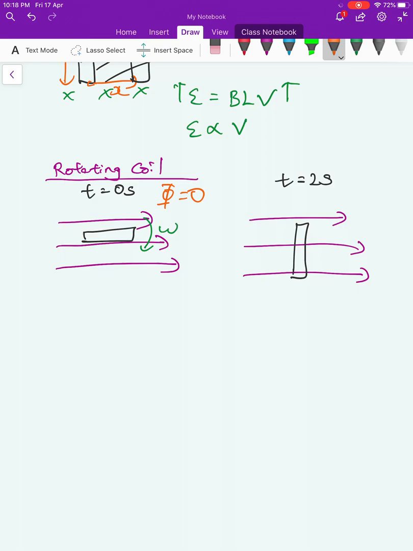At time equal to 0 seconds, what is its magnetic flux linkage? Zero, right. At the second second, its flux linkage is NBA. So from zero to NBA, for simplicity let's say 10 Weber. There's an increasing flux linkage. Whenever I say increasing or decreasing flux linkage, it means there's a change in flux linkage. When there's a change in flux linkage, an EMF will be induced in the coil.